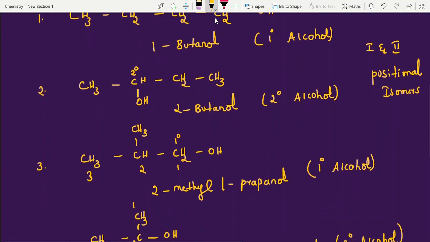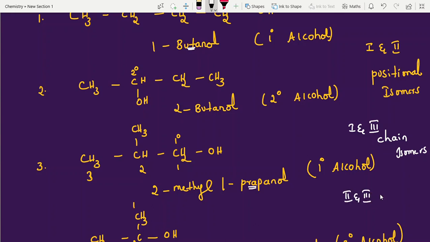Next one. Structures 1 and 3. Can you guess what this is? Here prop, here but. The chain changes. That's it: chain isomers. Clear? Now next one, structures 2 and 3. Again same story. 2 and 3 are also chain isomers, because the chain changes. Right?